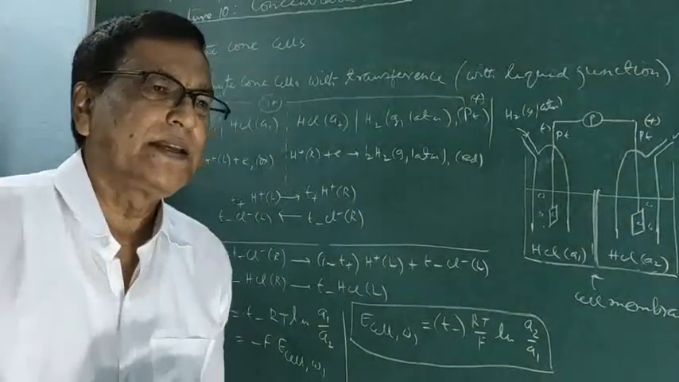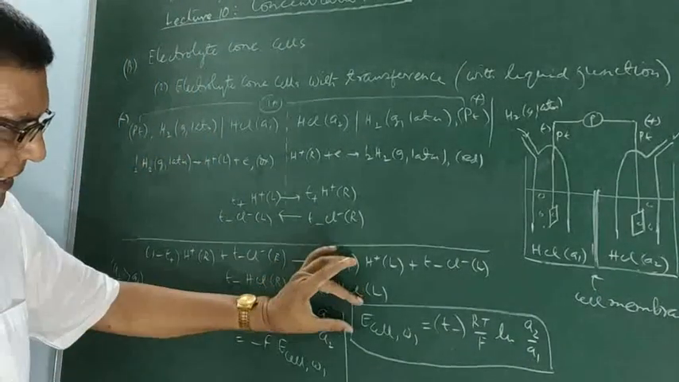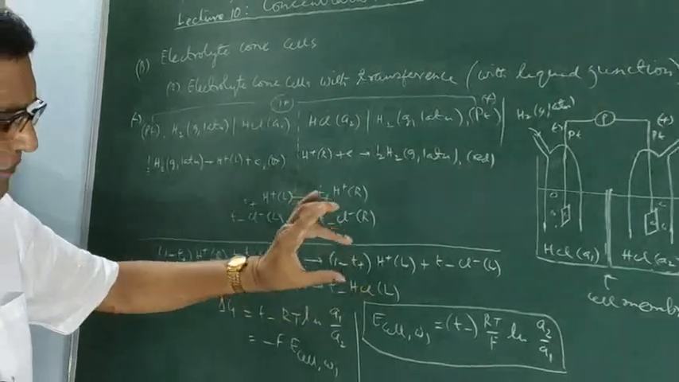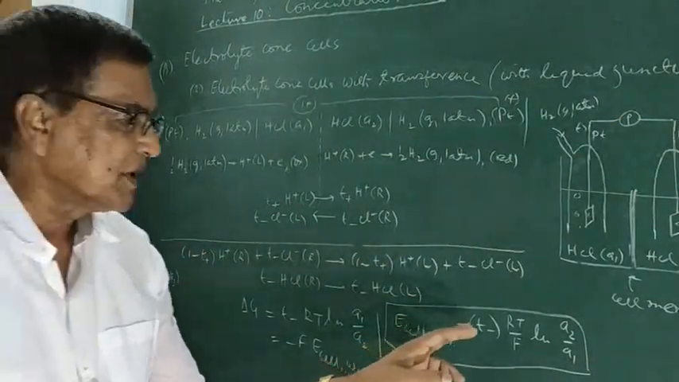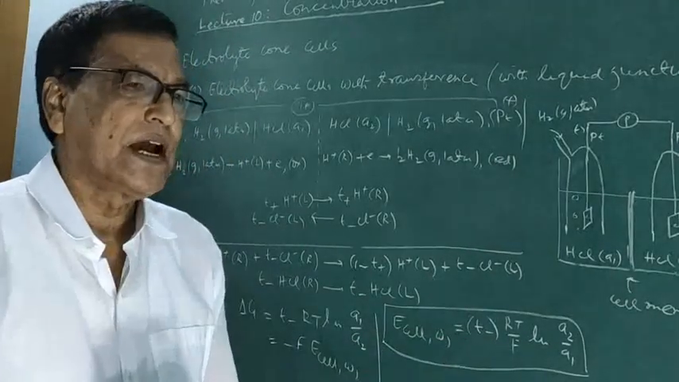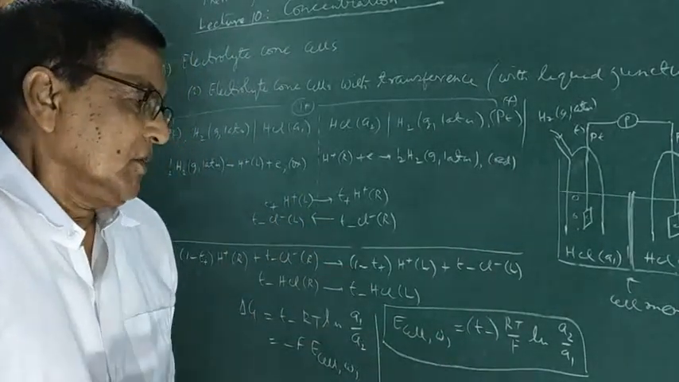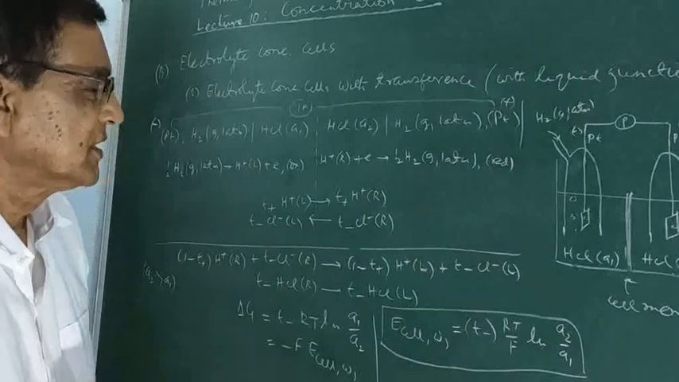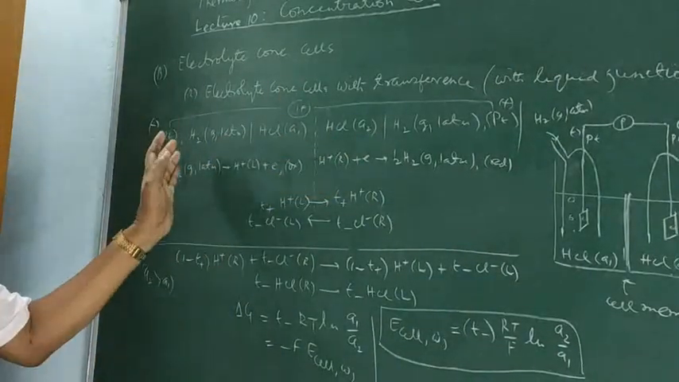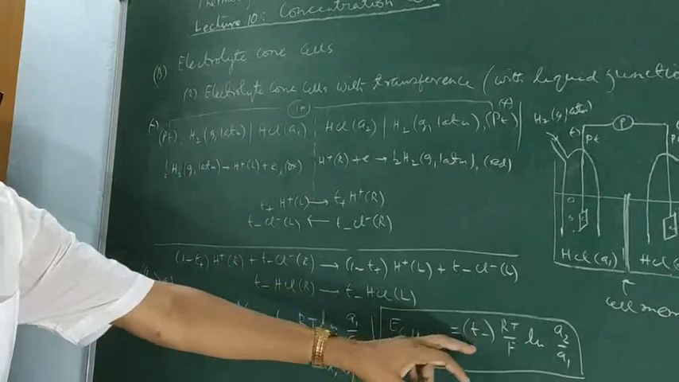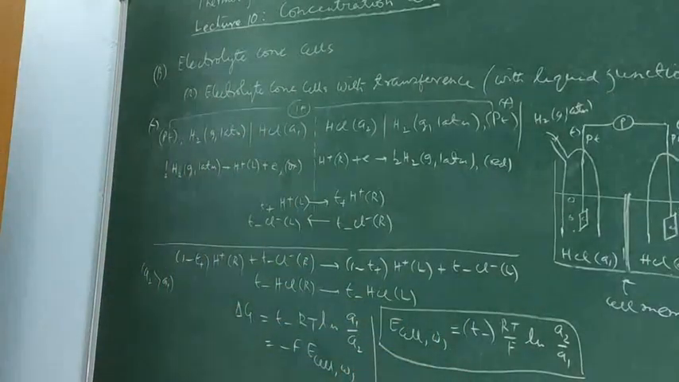So one thing I can say: the expression of the EMF of the cell with the junction will contain the transport number of the ion other than the one with respect to which the electrodes are reversible. If the electrodes are reversible with the cations, then the anion transport number will come up.